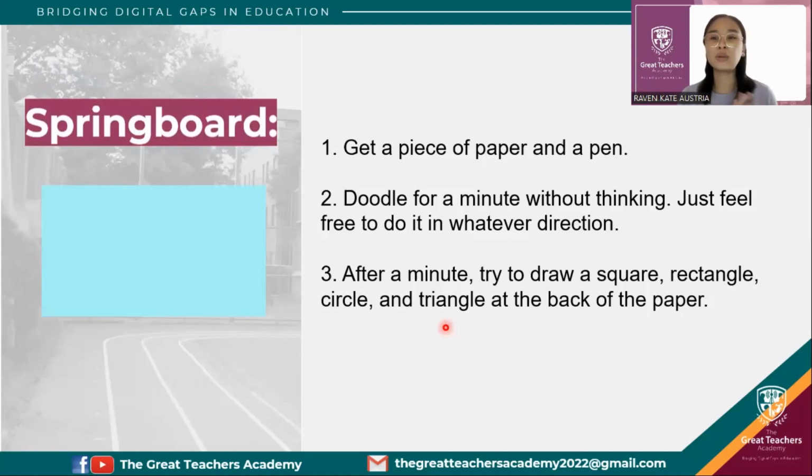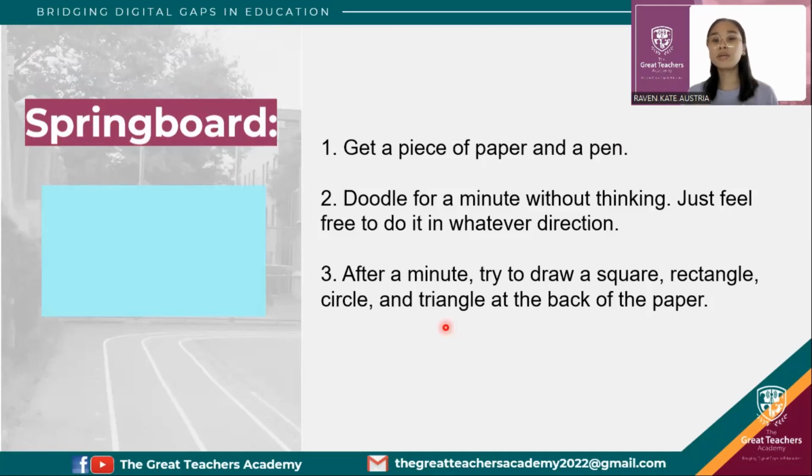Number 1, I want you all my great learners to get a piece of paper and a pen, and then on your piece of paper, I want you to doodle for a minute without thinking. Just feel free to do it in whatever direction. Just scribble kung anong gusto mong i-drawing, just draw it.